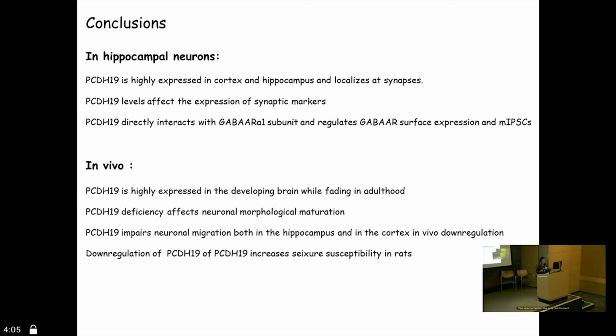hippocampus and cortex, and the downregulation causes defects in migration and in maturation of the neurons, and also the animals seem to be more susceptible to seizures.